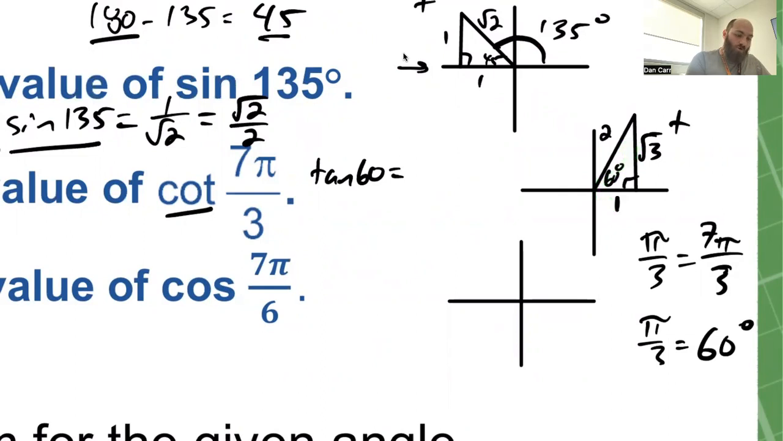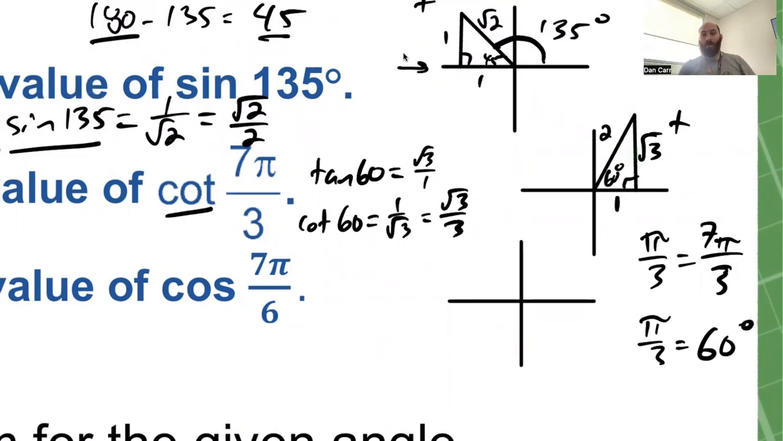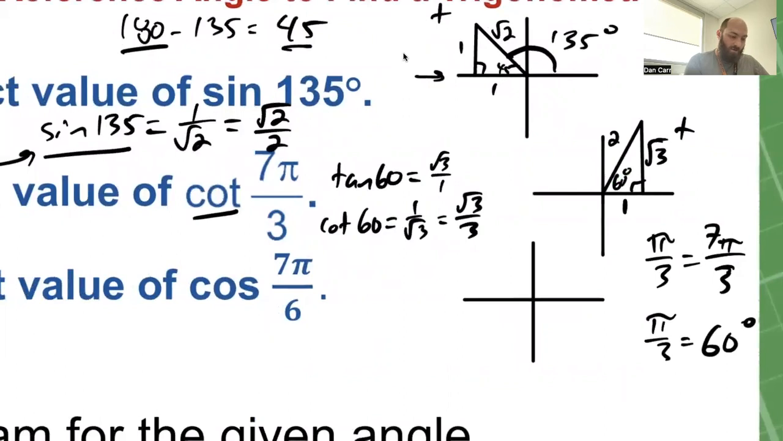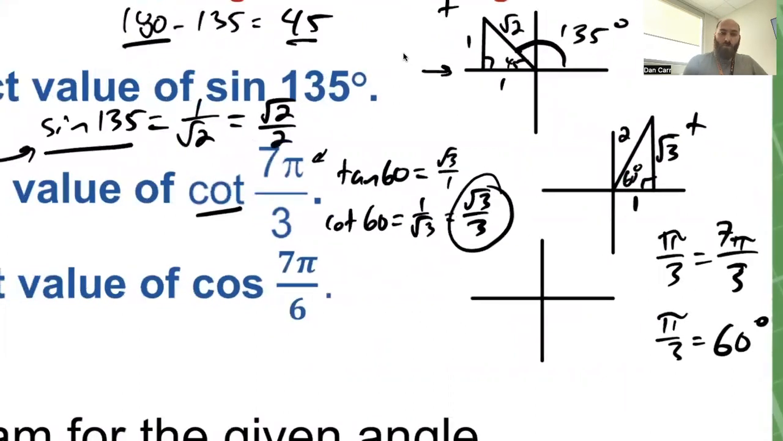So that means that the cotangent of 60 is 1 over root 3, which is equal to root 3 over 3. All right. So that means the cotangent of 7 pi over 3 is the same as root 3 over 3. Okay. All right, next one.